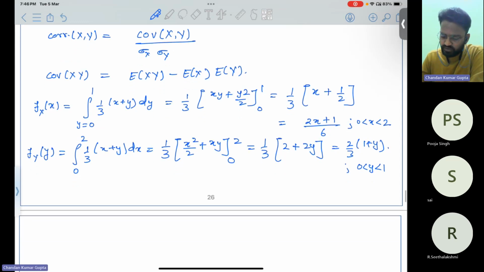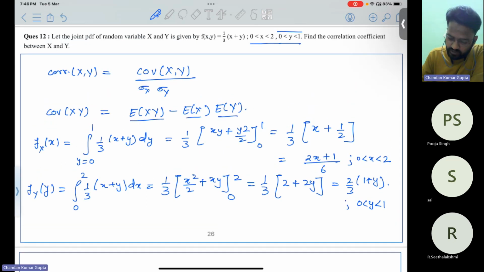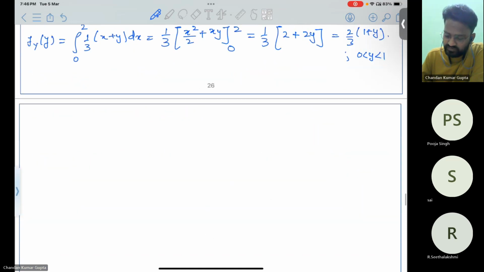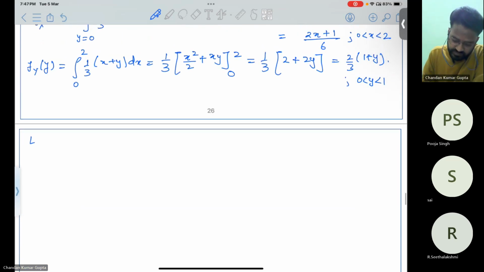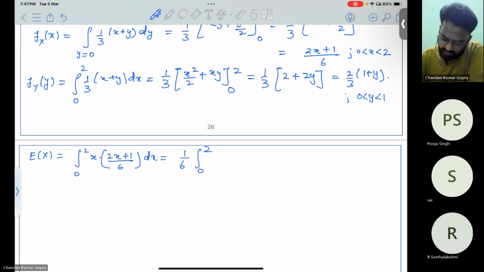Okay. Now the expected value of x, the expected value of y, and then the expected value of xy, and then also the variance of x and variance of y we need to calculate. So first, the expected value of x, which is the integral from 0 to 2 of x into the marginal of x, that is x times (2x plus 1) upon 6 dx. So it is 1 by 6, from 0 to 2, of 2x square plus x dx.